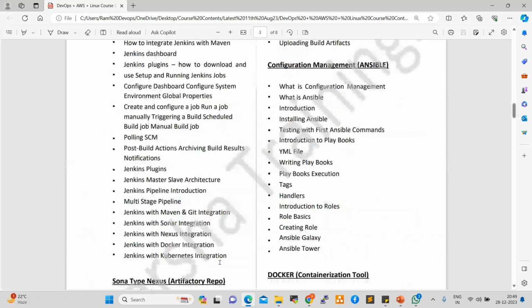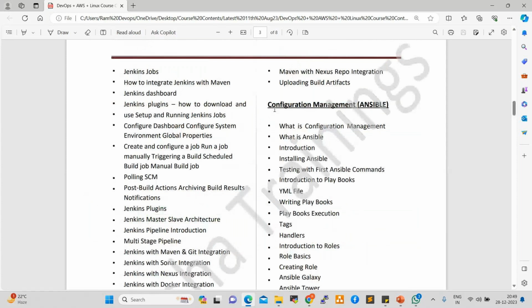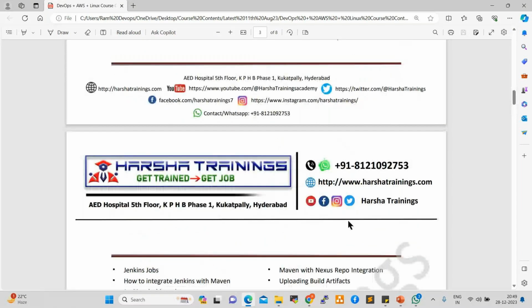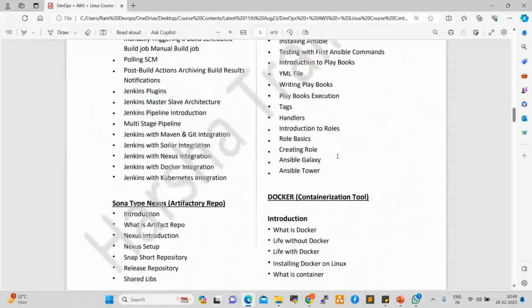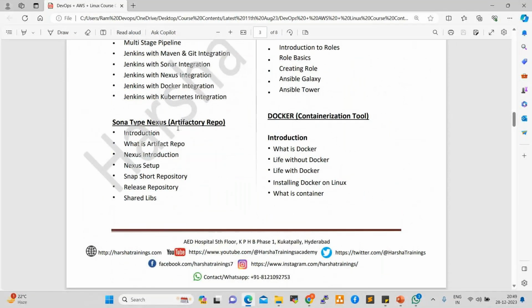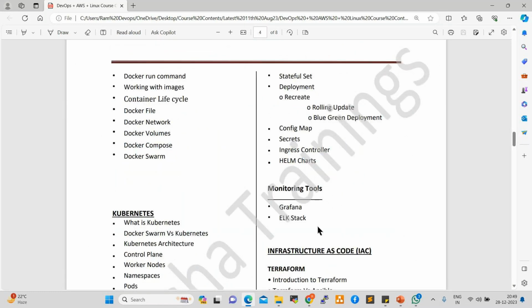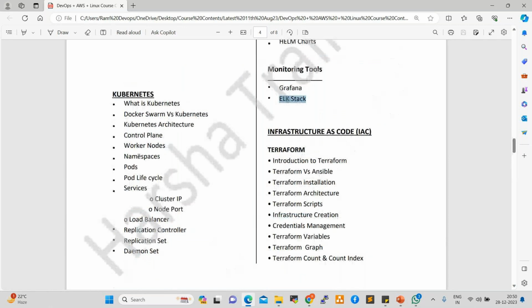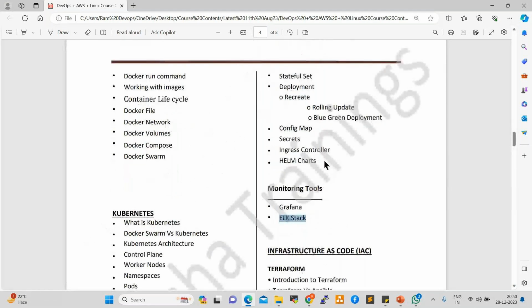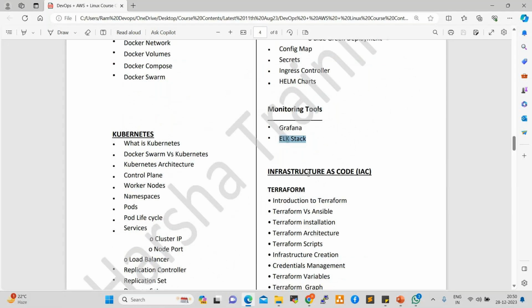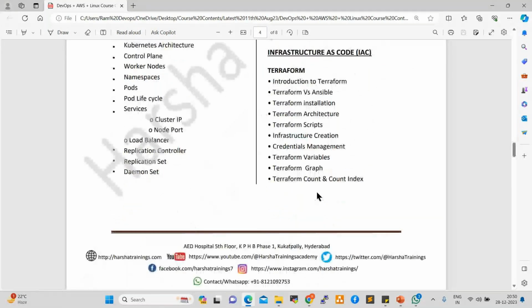Ansible also will go deep dive. Every tool will go deep dive. So Ansible modules, Docker, here Artifactory, a repository. And also monitoring tools, Grafana, and this is Prometheus actually. This is removed, this is not used in real-time projects. Prometheus will be covered here. JFrog also will be covered here. Kubernetes content, from here to here. Then Terraform, infrastructure as code. So up to here, DevOps tools.